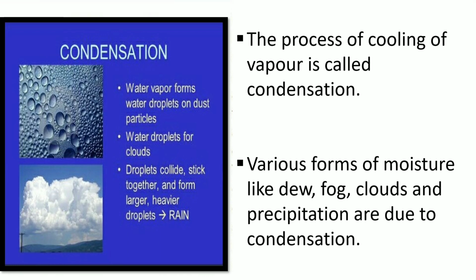Now moisture is seen in various forms like dew, fog, clouds and precipitation. Precipitation is rain, snow, etc. So due to condensation we see moisture in this form. It cools the vapor. That's the meaning of condensation.